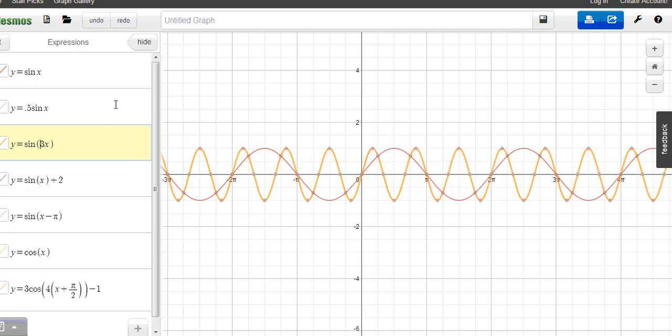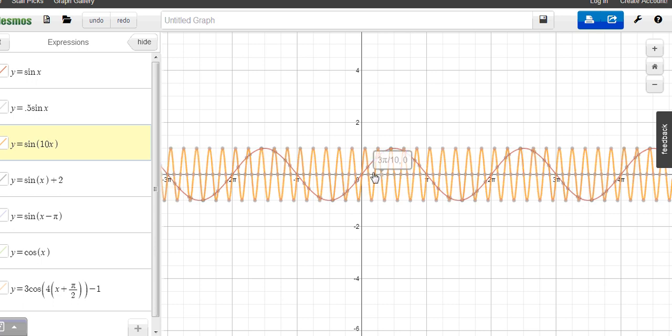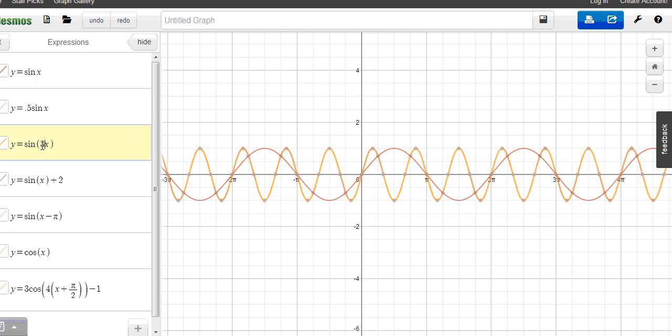Let me change that to a 2 and see if that makes it 2 cycles between 0 and 2 pi. Let's see, we go up, down, up. Yep, 1, 2. So I'm guessing if I put a 10 here, it'd have a bunch of cycles between 0 and 2 pi, and I'm assuming that's going to be 10. Okay, so this number in here changes the period. The period is how long it takes to do one full cycle.